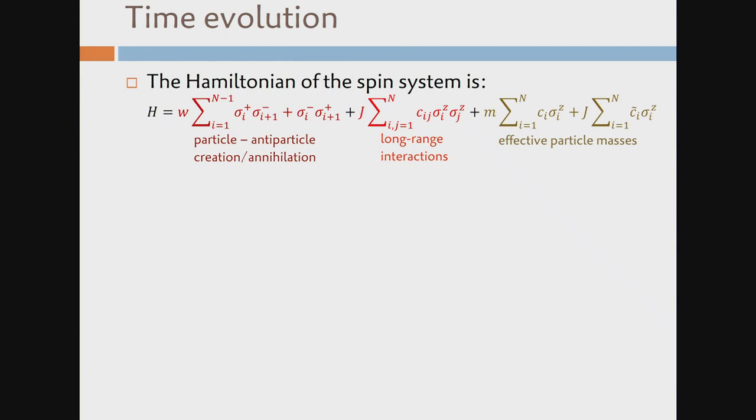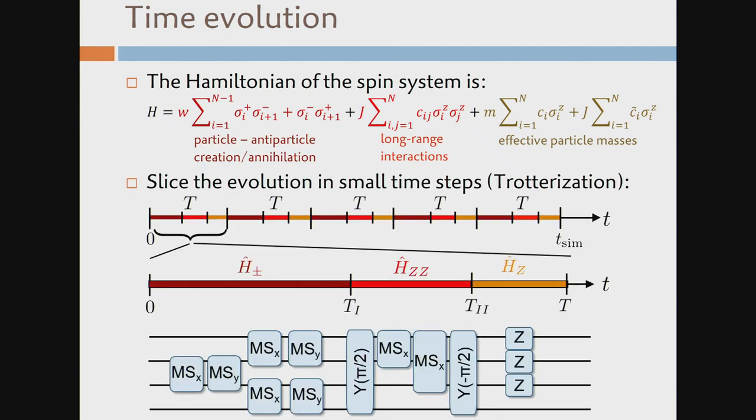But each term in this interaction, we know how to do. Because, for instance, the sigma plus sigma minus term is equivalent to, if you go through the math, a Mølmer-Sørensen gate around the x-axis, followed by a Mølmer-Sørensen gate around the y-axis. So it's just two of these entangling gates that we discussed before the break, with different phases, one after the other, give me this nearest neighbor interaction, this spin flipping term. So I know how to do each of these terms.